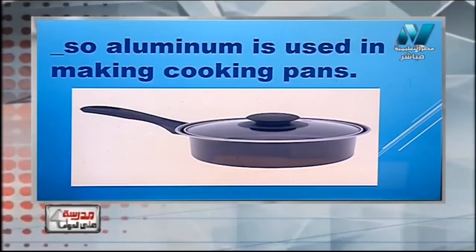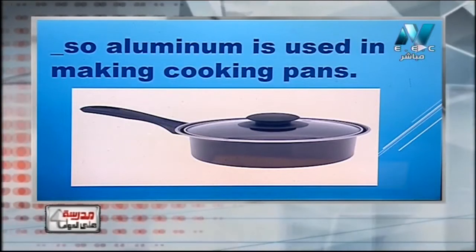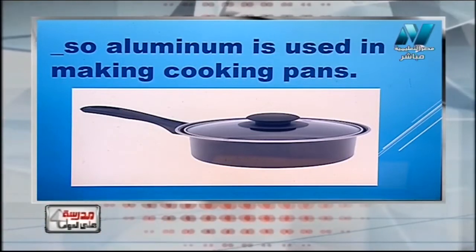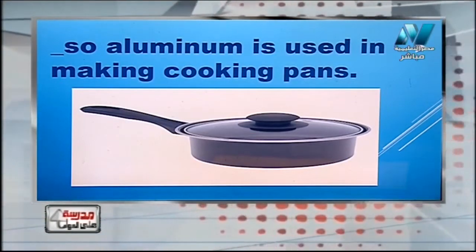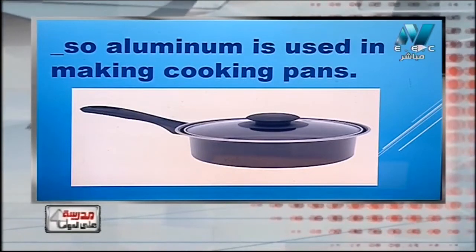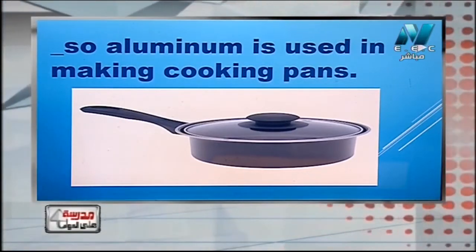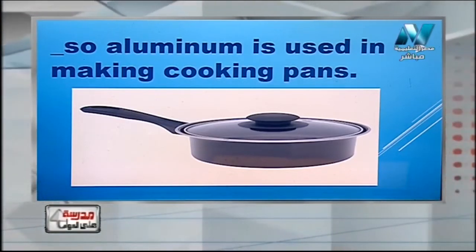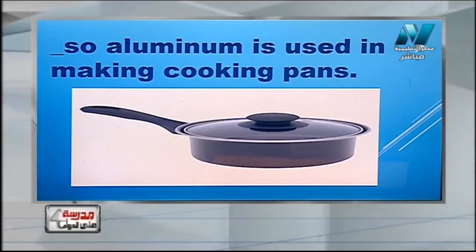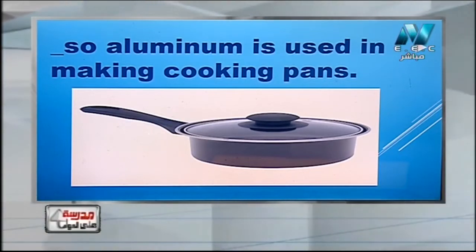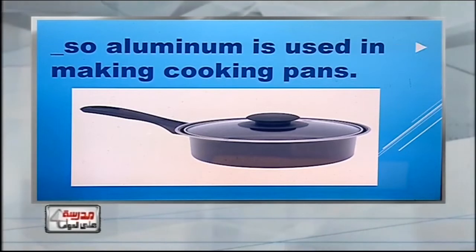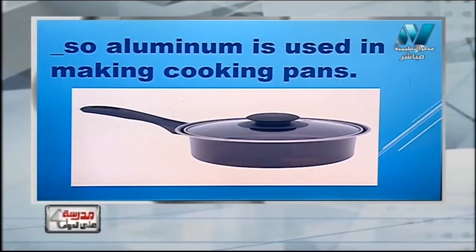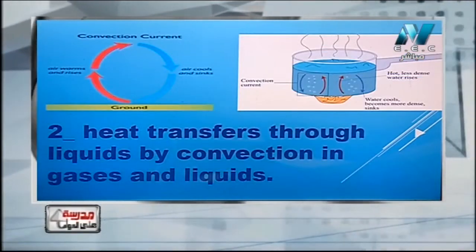So aluminium, or aluminum in American, is used in making cooking pans, cooking pots, utensils. They are the same. They are equal. Cooking pans equal cooking pots equal utensils. Give reason. Aluminium is used in manufacturing, here meaning making, cooking pans. Why? Because aluminium is a good conductor of heat.